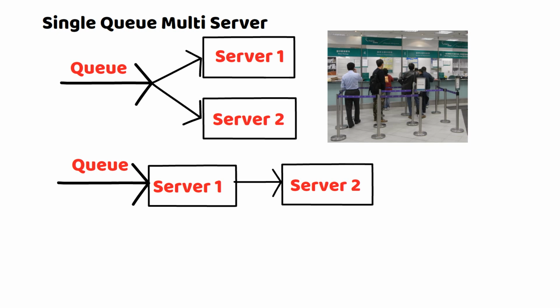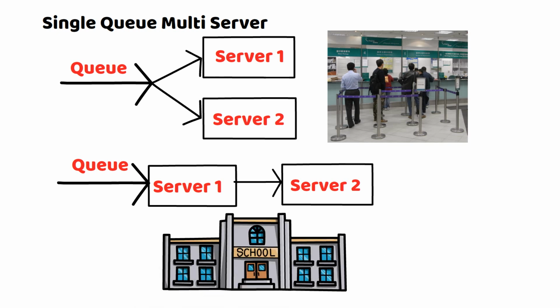But if the servers are in series, the customer will have to go to all the servers to get the full service. For example, the admission process in a school, where the first counter is for filling out the form and the second in the sequence is to deposit the tuition fee.